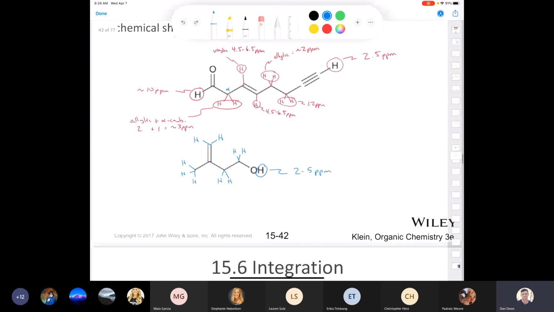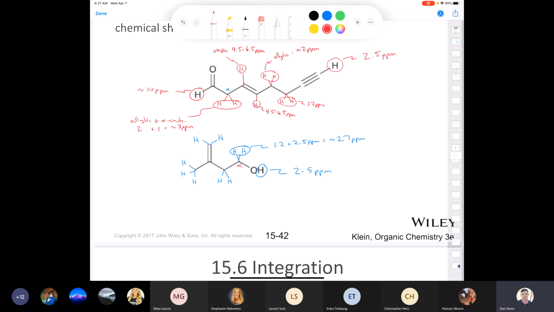Okay, there we go. Next, we have a methylene. We said that the baseline of a methylene was 1.2 parts per million. However, this methylene is alpha to an oxygen. And remember that an oxygen of an alcohol or an ether is going to increase the chemical shift by what? 2.5 parts per million. So we take 1.2 and we add 2.5 parts per million, and we end up with around 2.7 parts per million.